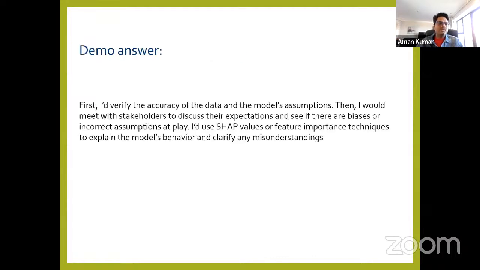What could be the demo answer? First, I would verify the accuracy of data and the model's assumptions. Then I would meet with stakeholders to discuss their expectations to see if there are biases or incorrect assumptions at play. So this shows your courage, ability to talk, ability to put facts on the table. Then even if expectation mismatch is there, I would use SHAP values or feature importance techniques to explain the model's behavior and clarify any misunderstandings. So what you are doing here, you are acting like a leader.